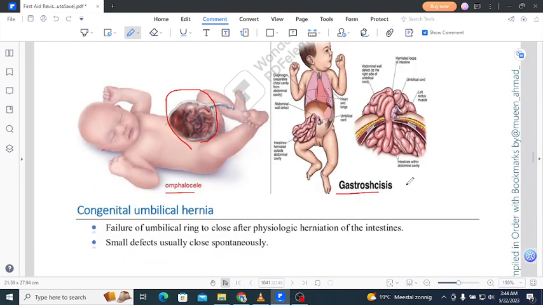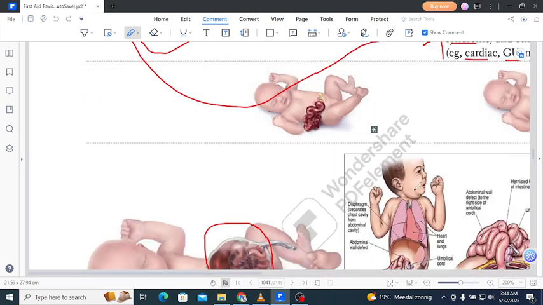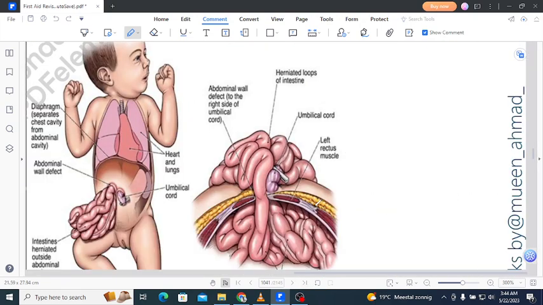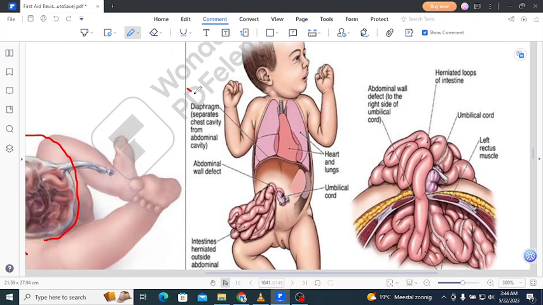In this picture you can see gastroschisis. I have to zoom this picture in so you can see it better. In the gastroschisis there is a child, and the diaphragm is like that. The diaphragm separates the chest cavity from the abdominal cavity. We'll see a clinical vignette linked with these diaphragmatic problems in the GIT section. I'm talking about the Bochdalek hernia. We'll see that soon, inshallah.